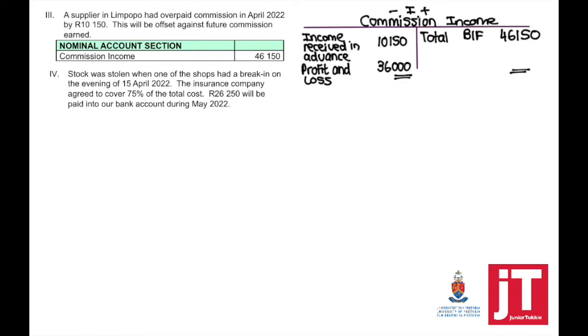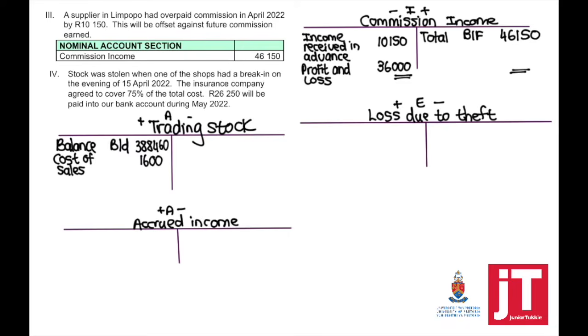What the insurance company is going to pay us out will go to accrued income because we haven't received that money yet. But now we need to find the total cost of the trading stock which we've lost. Remember, if there's a physical stock count, we need to consider all the changes to the trading stock account. So this is why you need to open up the trading stock. What did they provide me with now? They said 26,250 will be paid into our bank account.